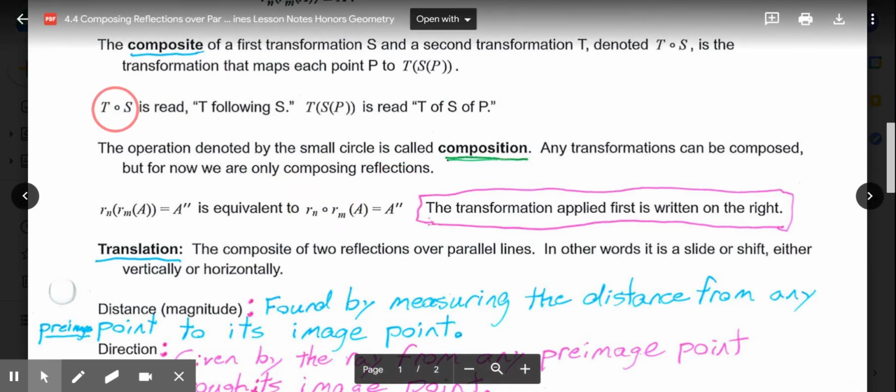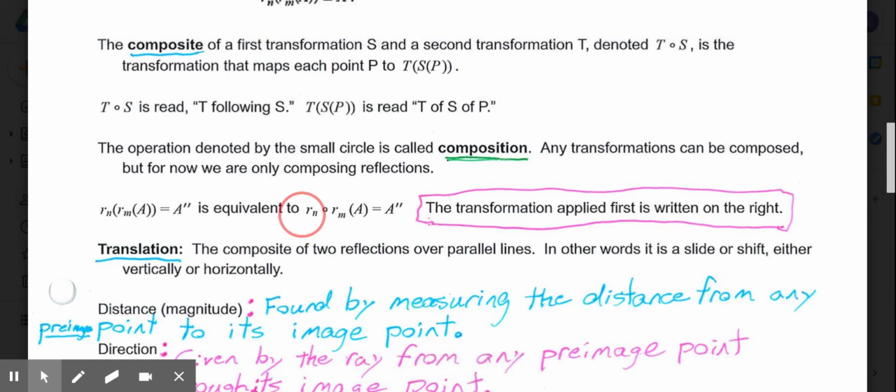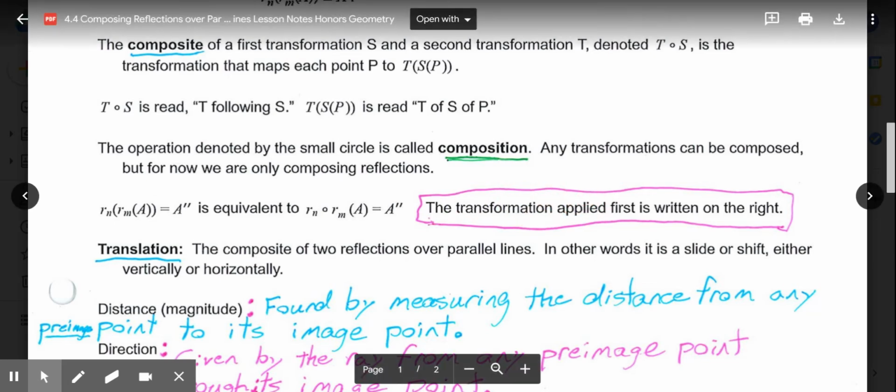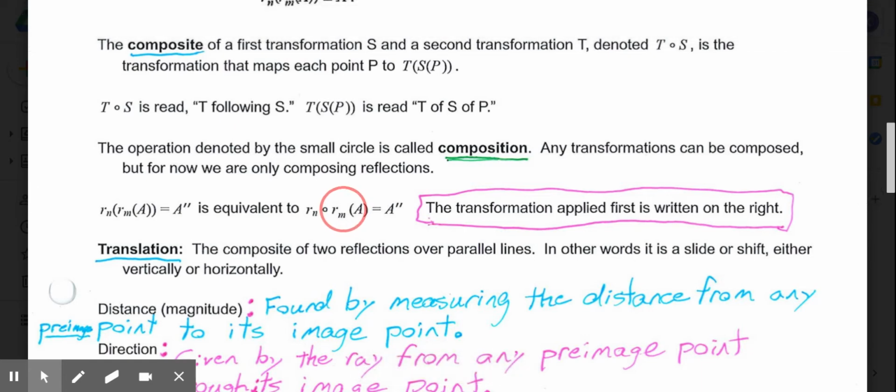Or like here, how it says the T composition S is read as T following S. So this would be the reflection over line N following the reflection over line M of point A gave us A double prime. So the first transformation or reflection is written on the right-hand side of the composition. Whatever is in parentheses is what we're reflecting.